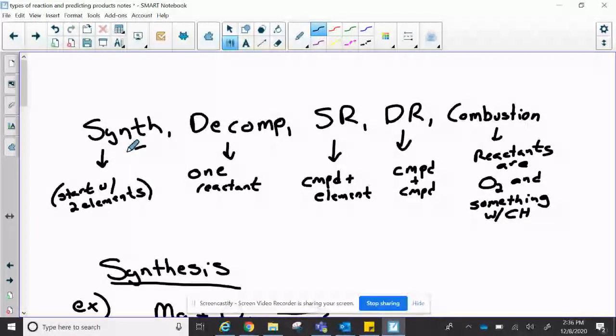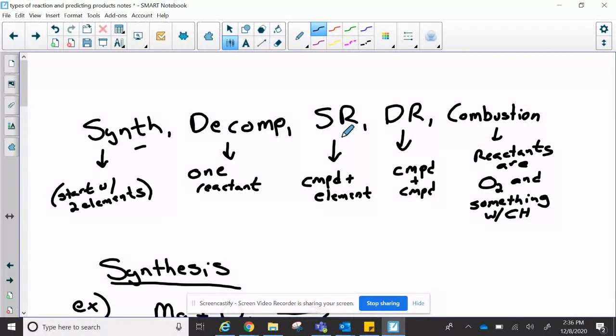First, the way to tell you have a synthesis equation if you only have the reactants is because you only have two elements. Usually, there's a couple of exceptions to that. We'll talk about those. So it starts with two different elements, no compounds. The way to tell you have decomposition is you only have one reactant, okay? So just one single reactant to start with.